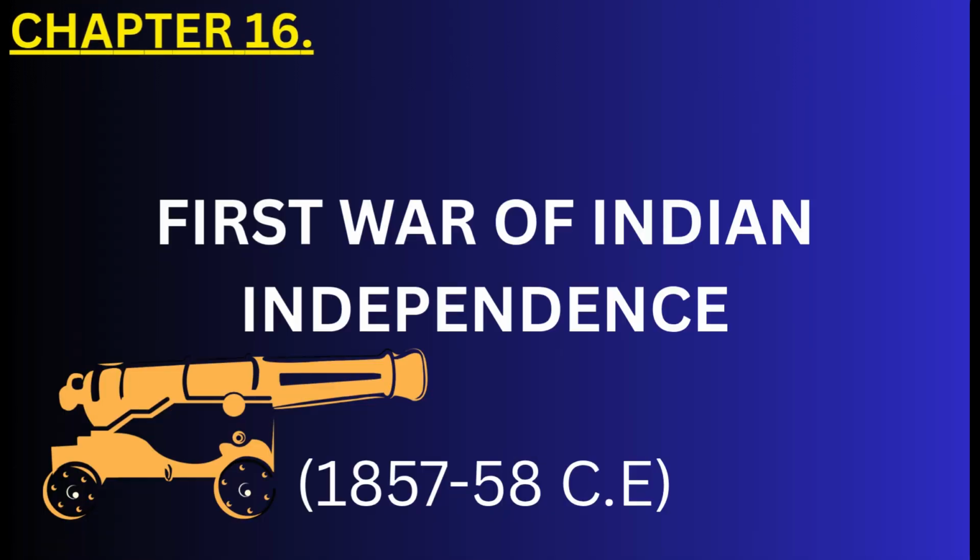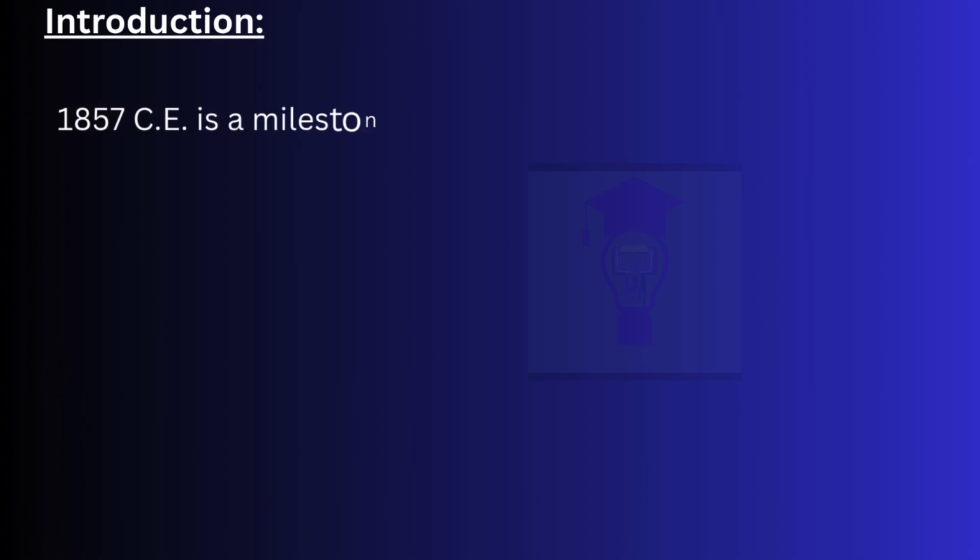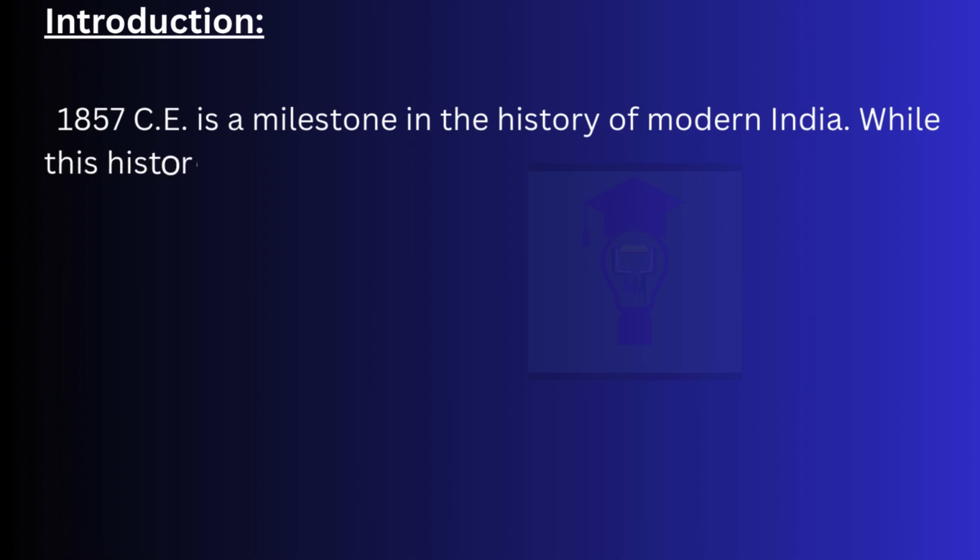Chapter 16, First War of Indian Independence, 1857 to 58 CE. Introduction. 1857 CE is a milestone in the history of modern India.